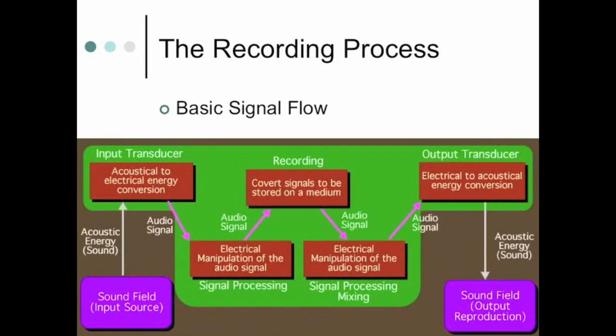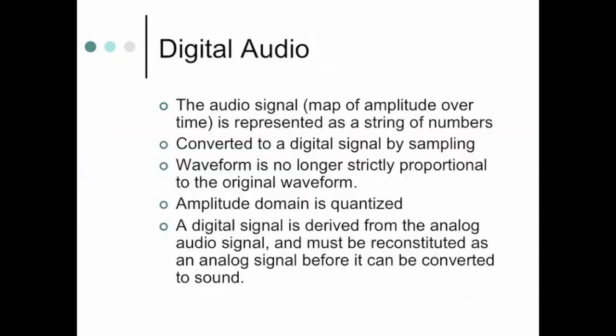So let's talk about the recording process for digital. Basic signal flow looks to be the same as what you'd have in the analog domain, where you've got a sound field, acoustic energy is turned into electrical, it's manipulated, it's stored, it's manipulated again, it's transduced, and then it's played back to an air disturbance. Digital is quite a bit different than analog recording.